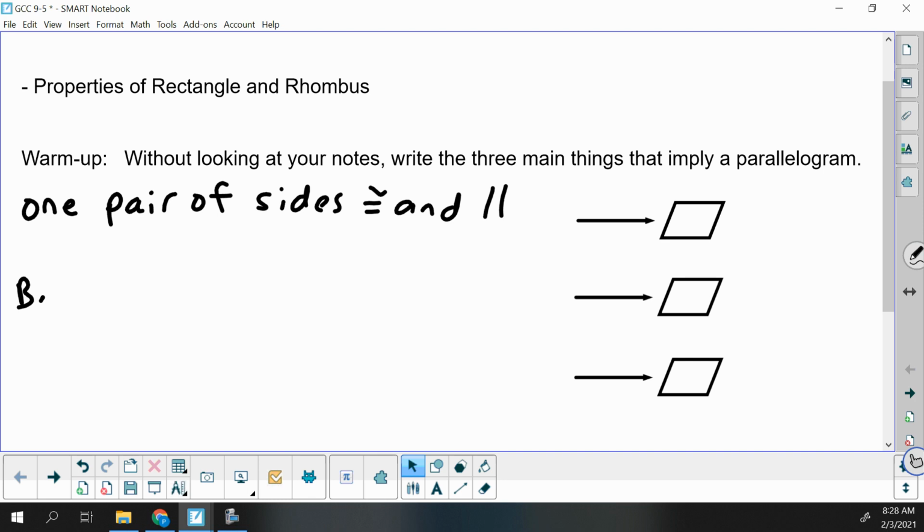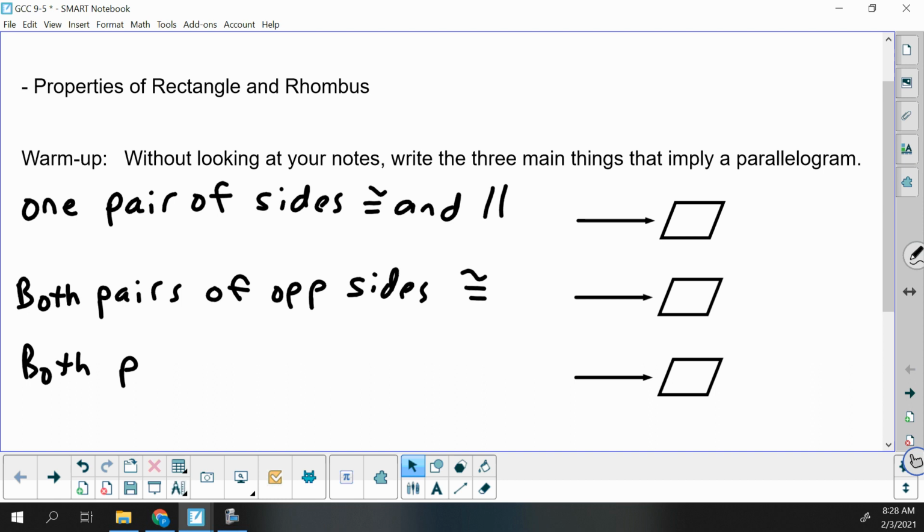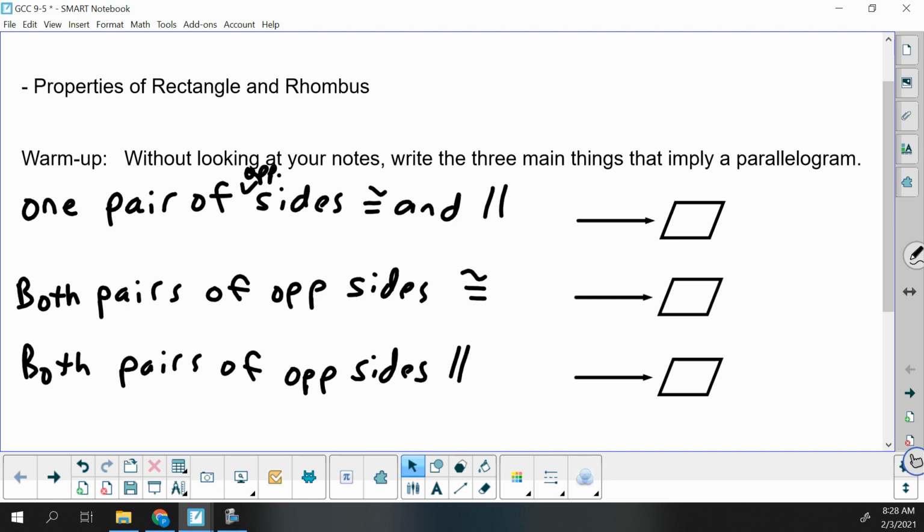So both pairs of opposite sides congruent and both pairs of opposite sides parallel. And you could, if you wanted in this one, if you threw an opposite, that's fine as well. So if you see that we want to prove something is a parallelogram, these are the 3 most likely reasons you'll use at the end.